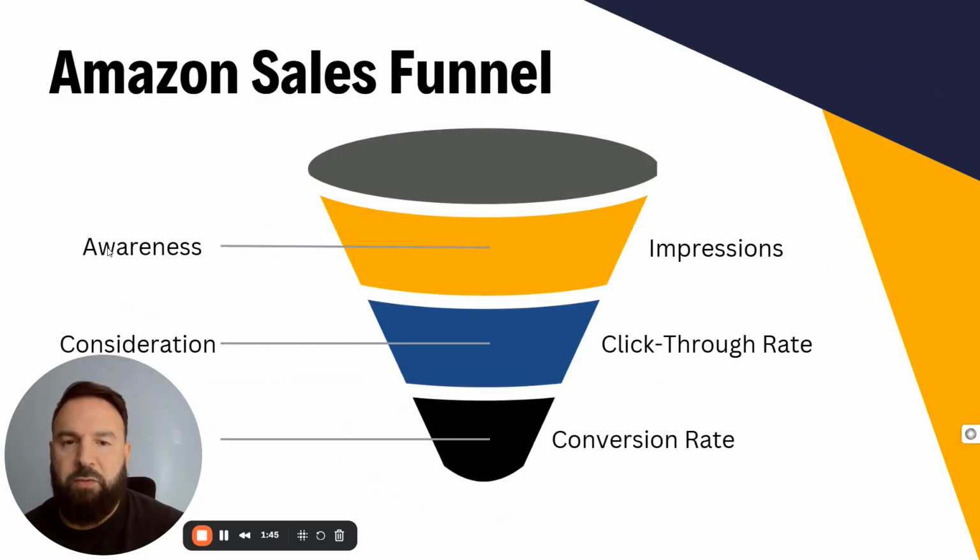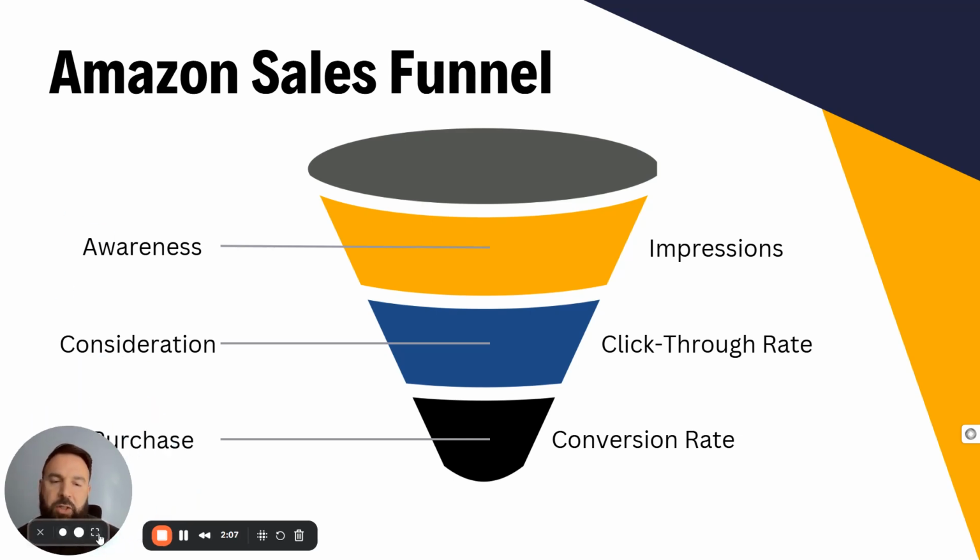So the Amazon sales funnel at the top, as we said, is awareness. The biggest measure of awareness is impressions. That means how many people basically get to see your listing, right? The next step is consideration. That is the click-through rate. So when somebody clicks on your listing, that action from when they see your listing in search results to the click, that's the click-through rate. And then the final step is the purchase, and the biggest metric to measure that is the conversion rate.